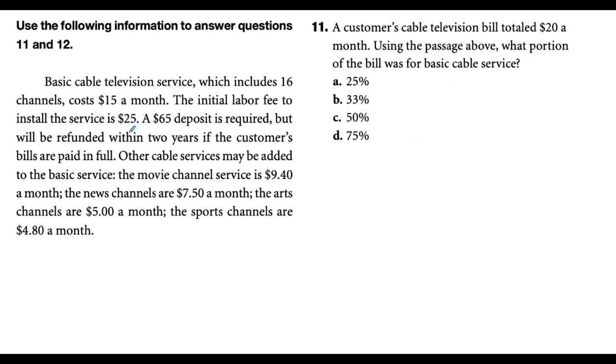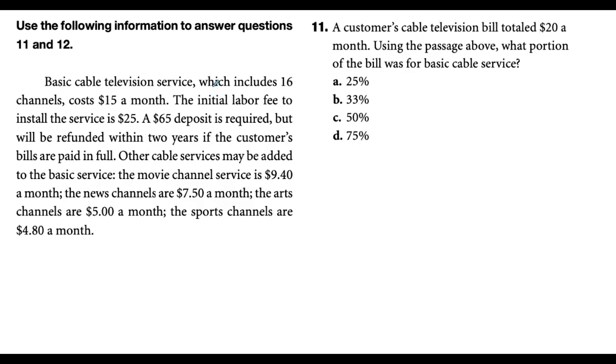Okay, so this is one of those very wordy word problems. So we have cable TV includes 16 channels, $15 a month. The labor fee to install is $25. A $65 deposit is required, but will be refunded within 2 years if the customer's bills are paid in full. And now we have other cable services may be added to the basic service. The movie channel service is $9.40 a month, news channel $7.50 a month, arts $5 a month, sports $4.80 a month. So a customer's cable TV bill came to a total of $20 a month. And we want to know what portion of the bill was for basic cable service.